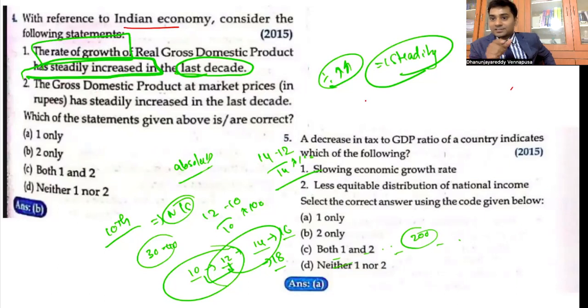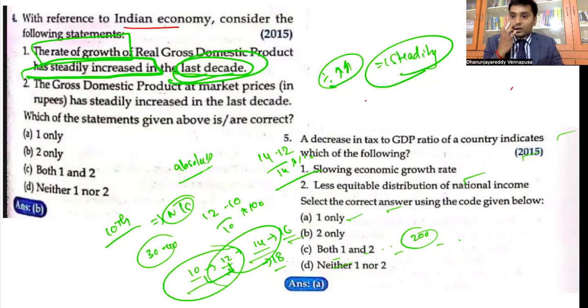Do the calculation, you will understand what I am saying. So absolute growth can happen, but a growth rate cannot steadily increase over a decade. Now look, they are giving 10 parameters. Decade means 10 years, like this: 1, 2, 3, 4, 5, 6, 7, 8, 9, 10. Ten years is one decade. Growth rate cannot have a steady increase.